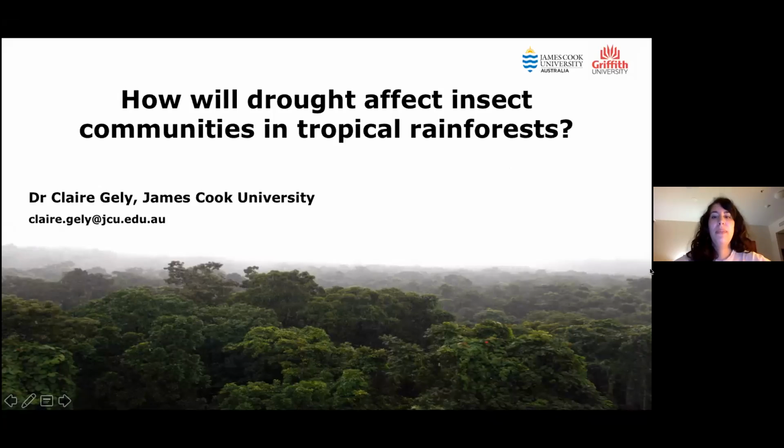So during my PhD, I was working on the drought experiment that is up in the north of Queensland in Australia. I've been looking at the impact of drought on insect communities in tropical rainforests.